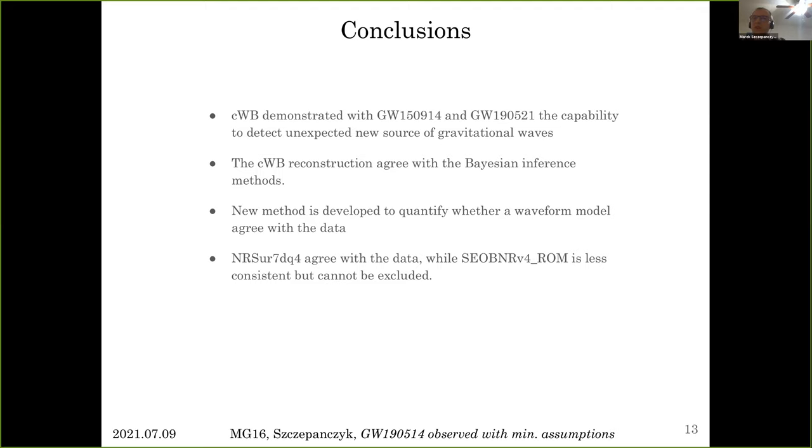We calculate how well the signal model fits our reconstruction, and we quantify it. And we find that numerical simulation waveforms agree better with the data, with our reconstruction, than an approximated waveform. So thank you very much, and I'm happy to take any questions.